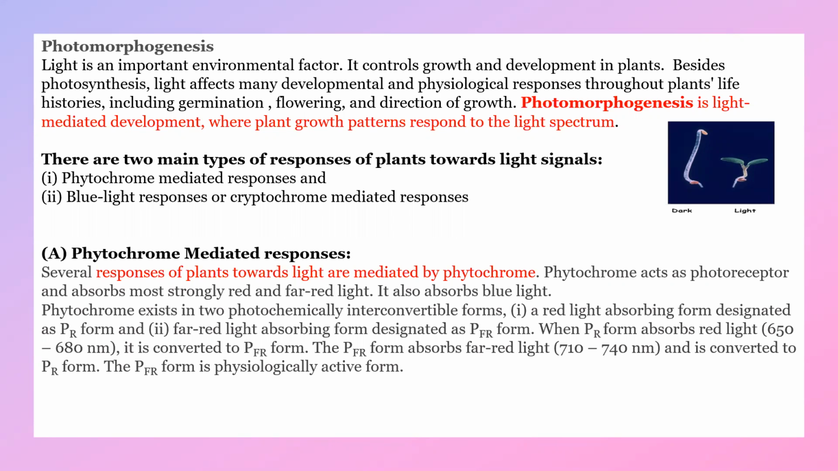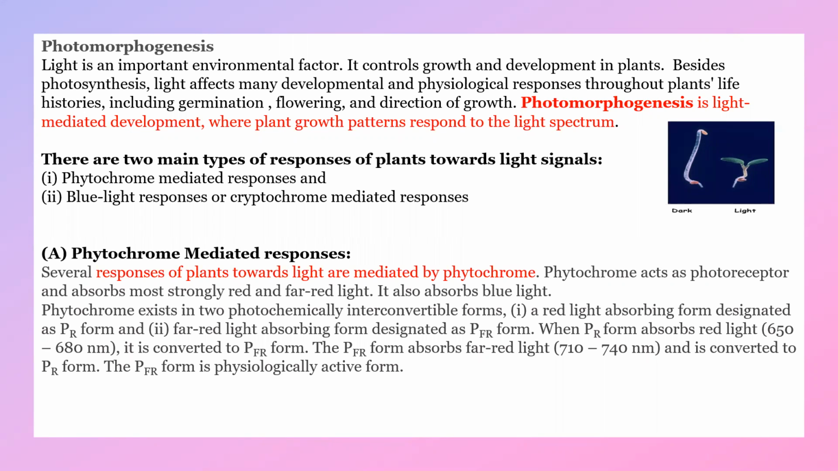We know that light is essential for the process of photosynthesis, as plants trap solar energy and convert it into chemical form of energy. Light also plays an important role in the life cycle of all living organisms, especially in plants. Light controls growth and development.